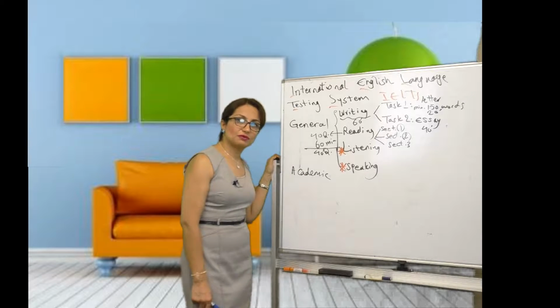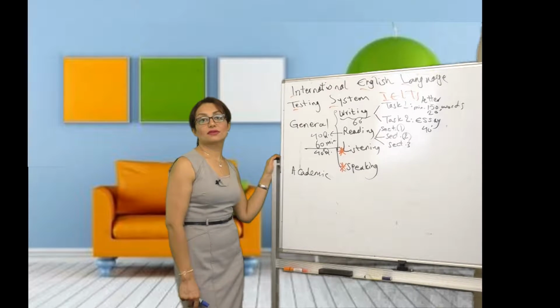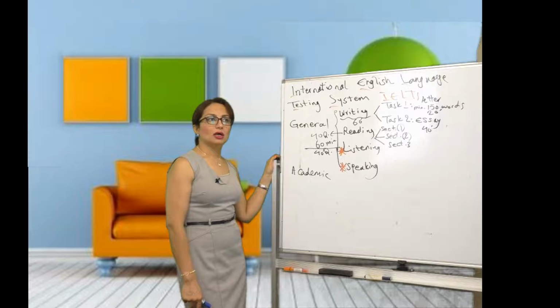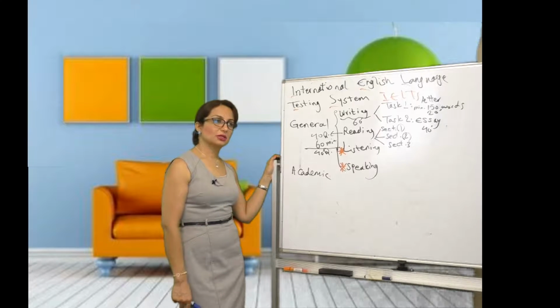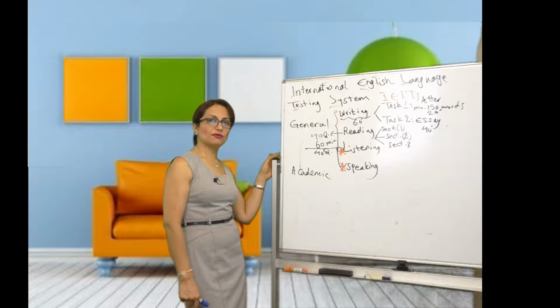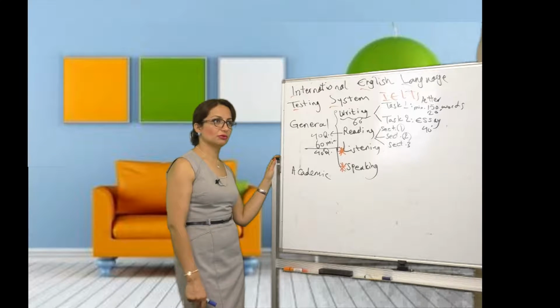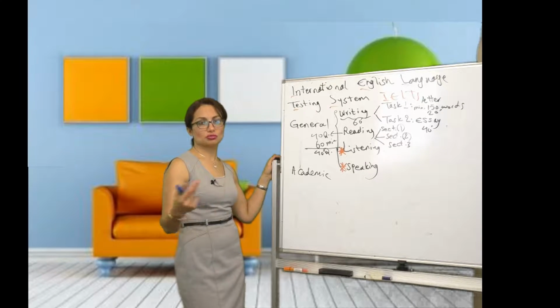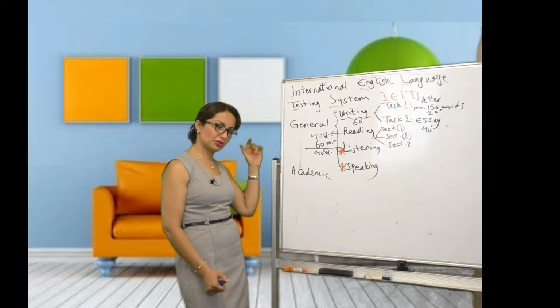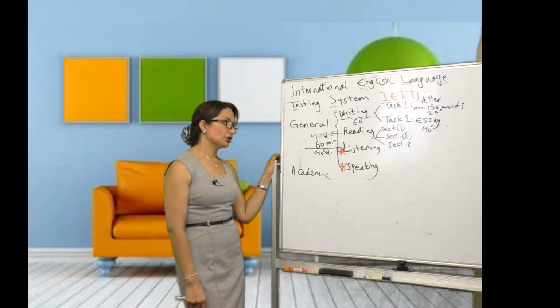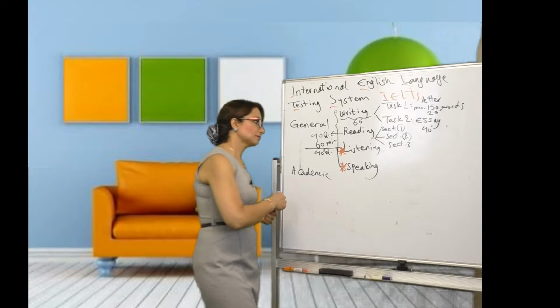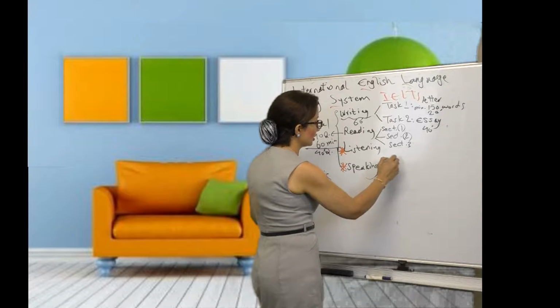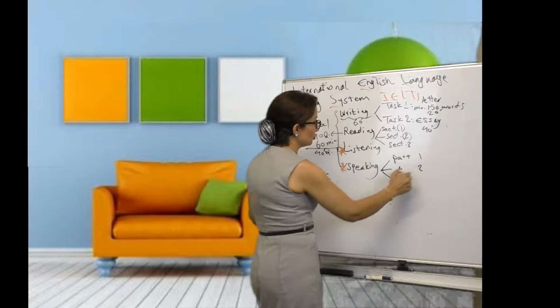It's an interview between the candidate and the examiner, and it has 3 parts. Part 1 is general questions. They call it getting to know you questions, 4 or 5 questions about general issues, like what do you do every weekend, do you enjoy music, what kind of music do you like. It's very personalized questions. And part 2 of speaking, so 3 parts. Part 1, Part 2, Part 3.